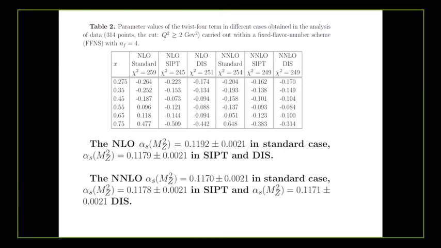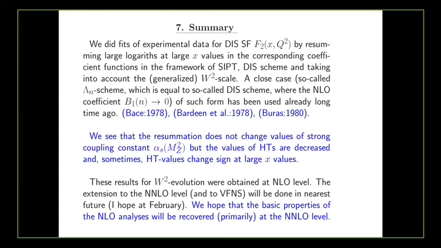Next slide, please. So I come to the conclusion. We introduce some resummations, changing the factorization scheme and introducing an x-dependent or n-dependent factorization scheme using scheme invariant perturbation theory, really the Grunberg approach, the DIS scheme, or several cases of W square scale. We show that the coupling constants are very stable. They don't depend on these resummations, but the high twist values are decreased, and it really allows the large x high twist values to change sign.